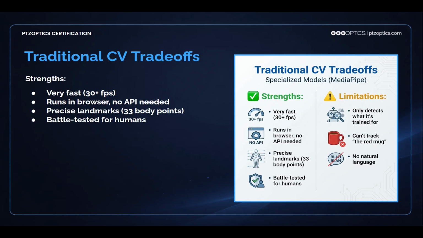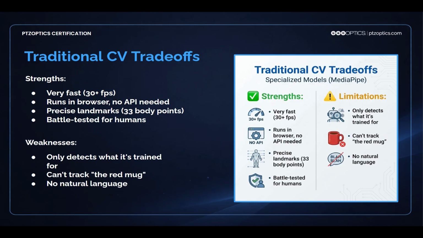So some of the trade-offs, again, with computer vision: the strengths are it's super fast. We can do 30 frames a second. It can run in a browser. We don't need an API. There are really nice open source computer vision models that we're going to look at in this course. In fact, next module, we'll compare these side by side. It can do precise landmarks, it's battle tested, but it only detects what it's trained for. It can't track the red mug on demand, so it might not really be that great for broadcast and ProAV because it's really purpose built.